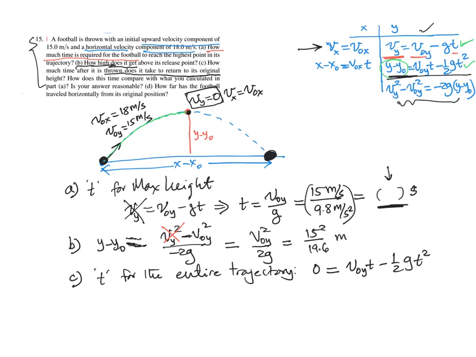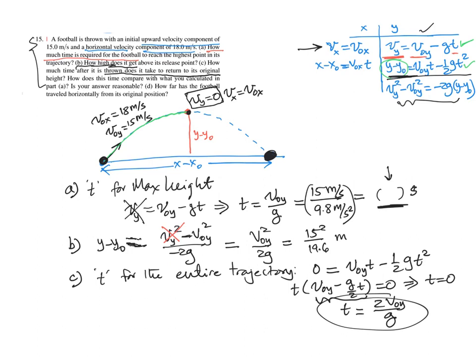You factor out t, and you get t times (v0y minus g over 2 t) equal to 0. So this is going to give you t equal to 0. That's one of the answers. The other time comes from this, and you can write t equal to 2 v0y divided by g. If you look at this, this is twice as much as the time for the maximum height.